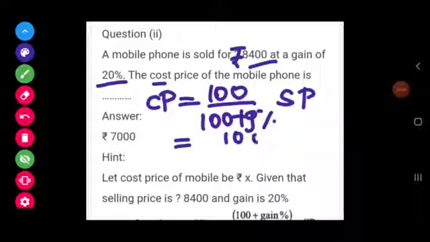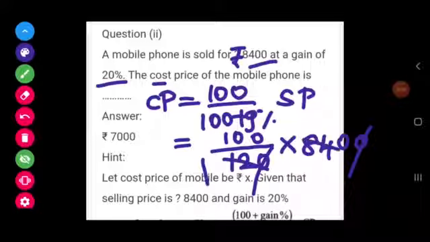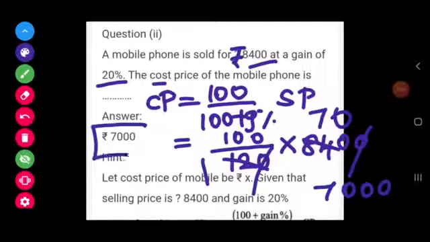Here, 100 divided by 100 plus gain percentage. Gain percentage is 20, so 100 plus 20, 120, into our SP, 8,400. Here 0, 0 cancel. 1 12s are 12, 7 12s are 84. Here one more 0 we have. So 100 into 70, the answer will be 7,000. So our cost price of the mobile phone is rupees 7,000.